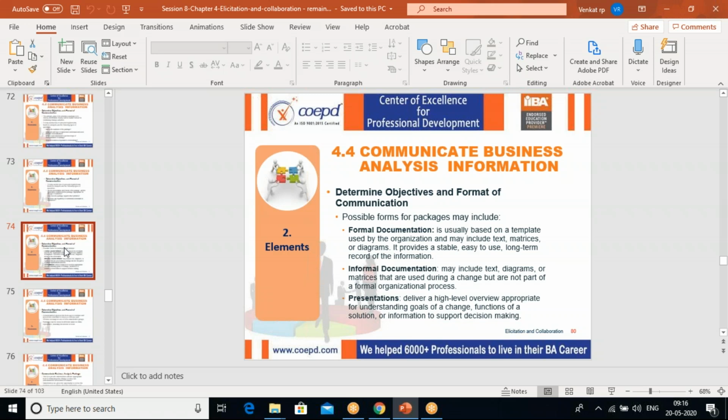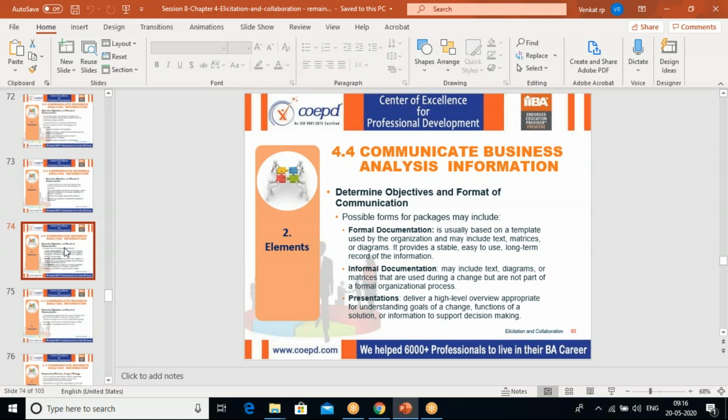Formal documentation is usually based on the templates given by the organization. It has text, matrices, diagrams like that, and everyone is accustomed to it and can easily understand it, and it is used for long term record. Informal documentation we may get ad hoc, but it is not a part of the formal set. If a change comes, this informal documentation may come during that change, and slowly we'll integrate it into the formal documentation.